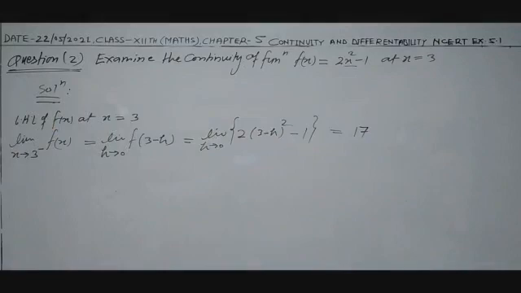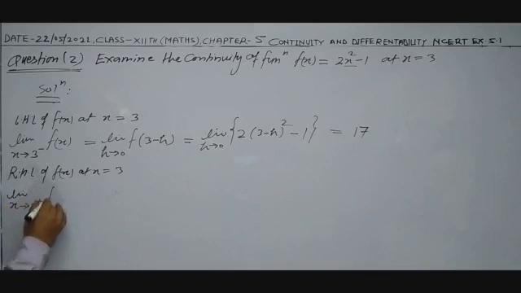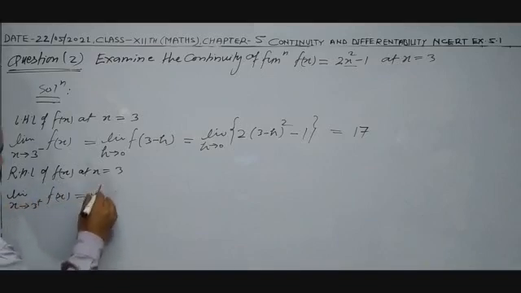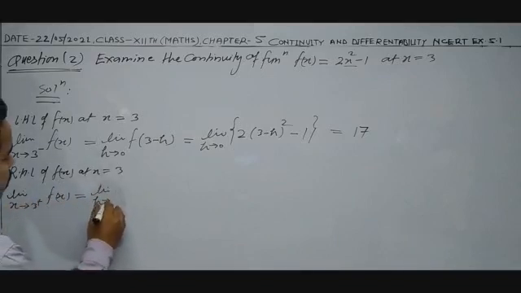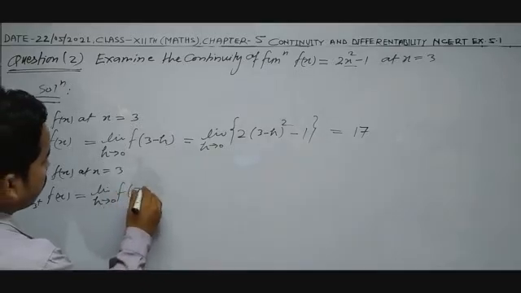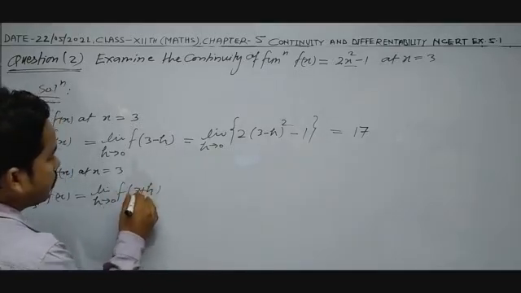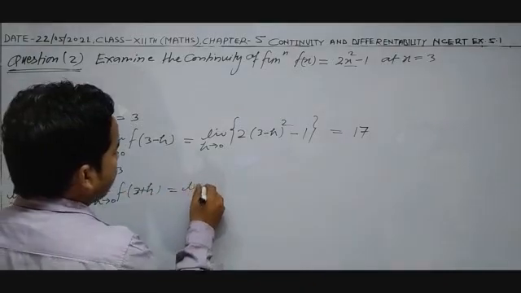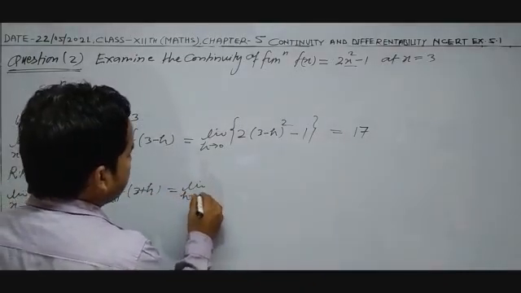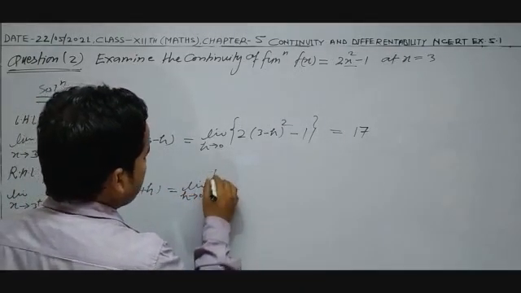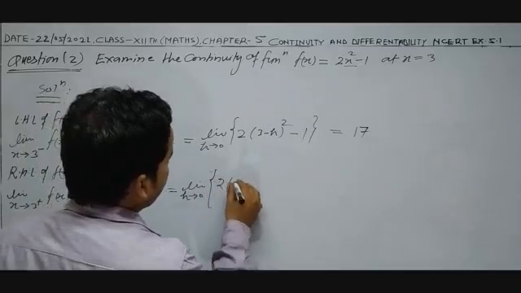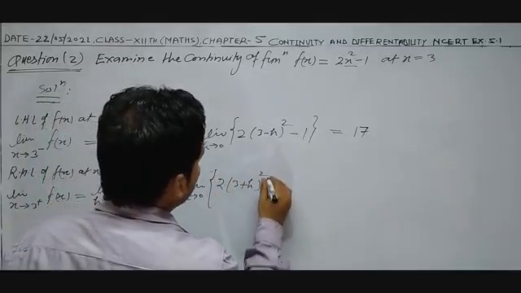Similarly, right hand limit can be written as limit x tends to 3 plus f(x) is equal to limit h tends to 0 f of 3 plus h, and the result you will get is limit h tends to 0 in curly bracket 2 times 3 plus h whole square minus 1.